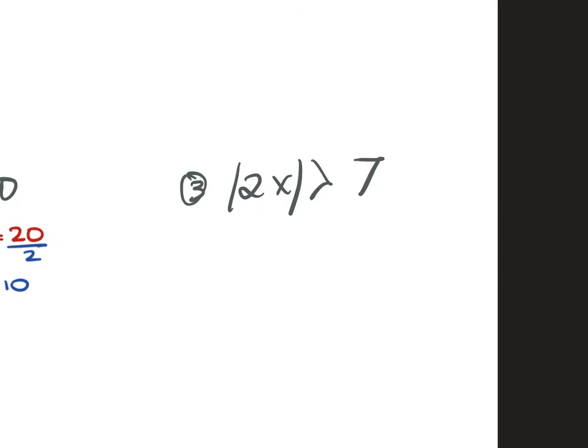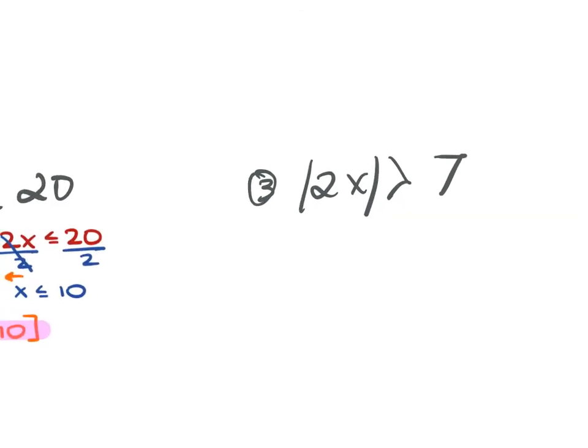For number 3, we have the absolute value of 2x is greater than 7. So is it possible for the absolute value of that 2x to be greater than 7? Yes, separate it into 2. So 2x is less than negative 7, as well as 2x is greater than positive 7. We divide each side by that 2 on both of these, and we get that x is less than negative 7 over 2, as well as x is greater than positive 7 over 2.